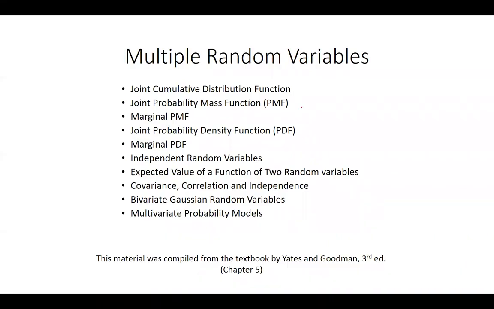Today we'll be studying multiple random variables. First, we introduce joint CDF and then joint PMF. How to derive marginal PMF will be the next subject. And then we'll be looking at joint probability density function and marginal PDF, independent random variables, and how to derive expected value of a function of two random variables. And finally, we'll be studying covariance, correlation, and independence, along with bivariate Gaussian random variables.